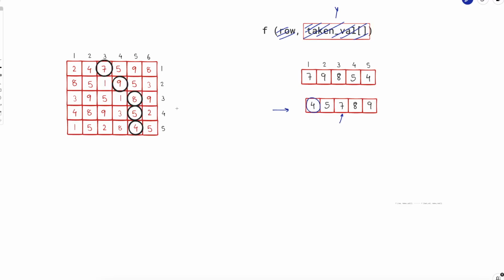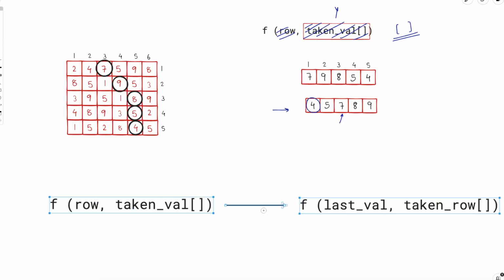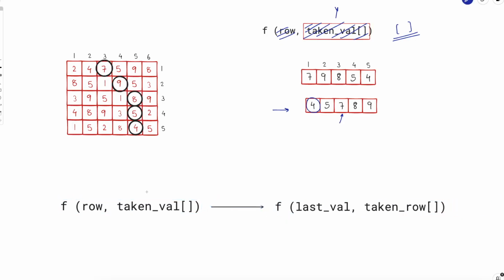So in other words, instead of maintaining this row in sequential order, you will now maintain a list of rows that you have already taken or you've already considered, so that you don't consider them again, right? So in simple terms, you are changing your state from row comma taken val to val comma taken row.